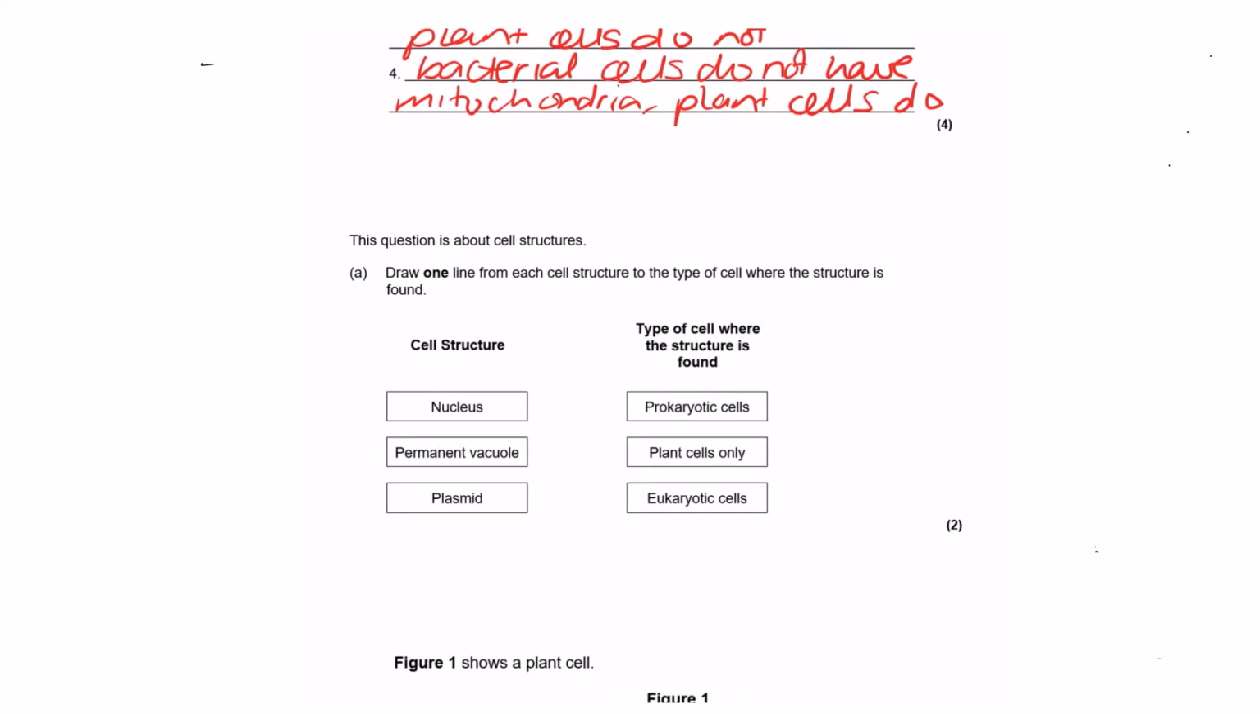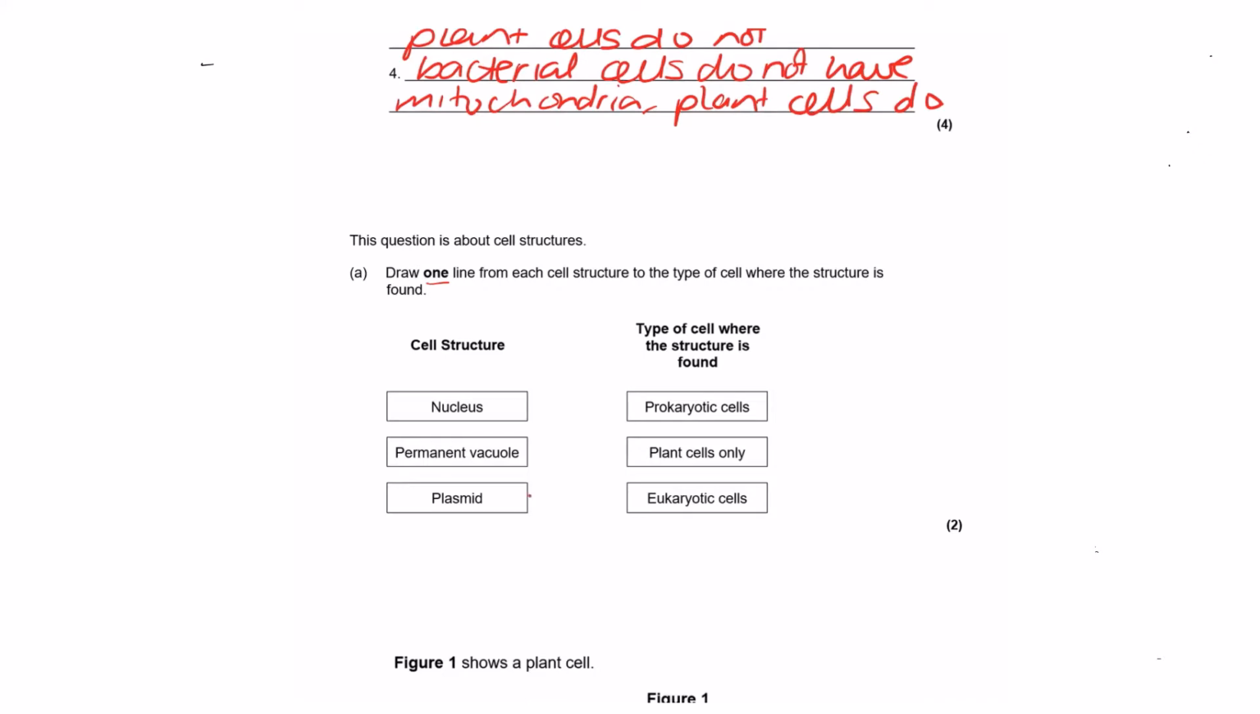Again, we see some commonality here, drawing one line from each structure to the type of cell. Press pause, have a go. Press play to go through the answers. Okay, and quite simply, straightforward. There's a bit of a challenge here because we can only draw one line, so we really need to do a bit of a process of elimination here.